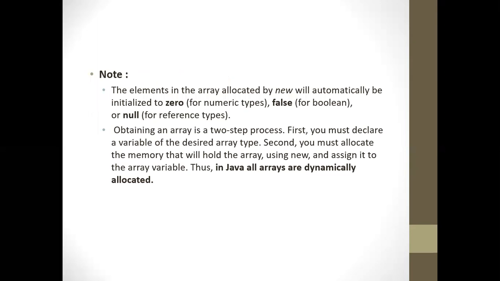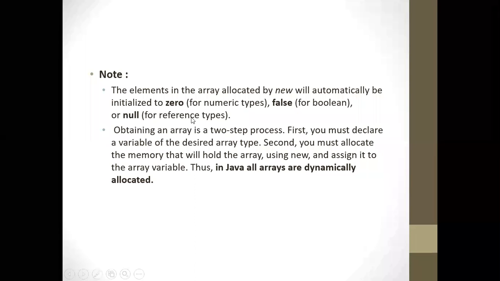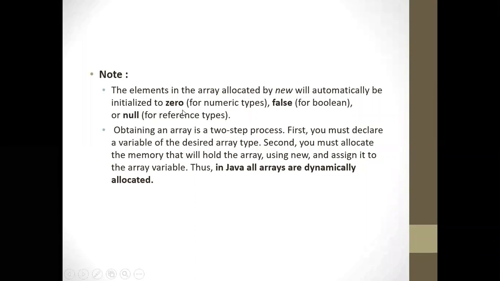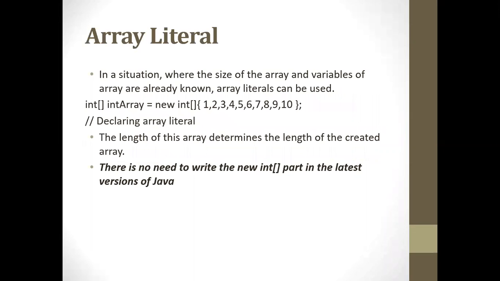Okay, so automatically when we are using this new operator, for numeric types, obviously, the default value will be 0, false for boolean, and null for the reference type. You will be able to understand all those things in your programs when you start implementing them. So you can study these slides afterwards also.